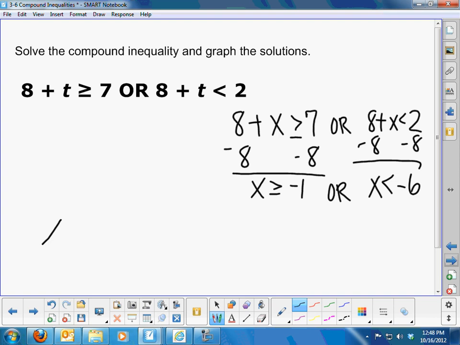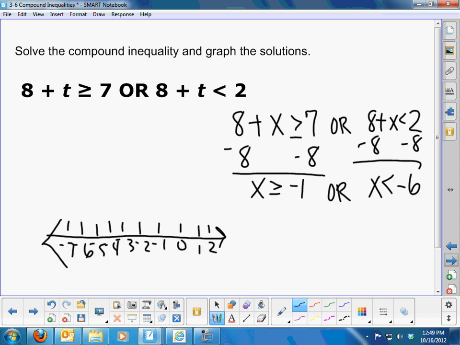So now I'm going to graph this on my number line. I have the values -1 and -6. So I have -1, -2, -3, -4, -5, -6, -7. This would be 0. Okay, now I need to decide my open and closed dots here. X is greater than or equal to -1. So I'm going to have a closed dot at -1. And I'm shading everything that's greater than that. So that's going to go to the right, numbers that are greater than or equal to -1.